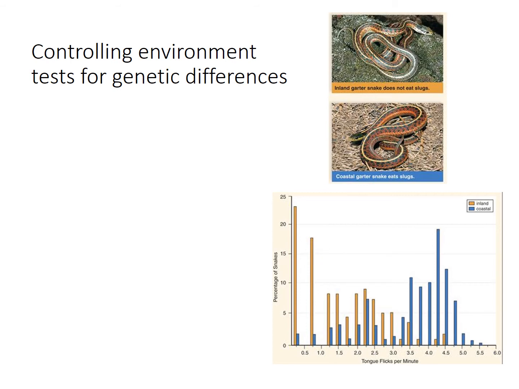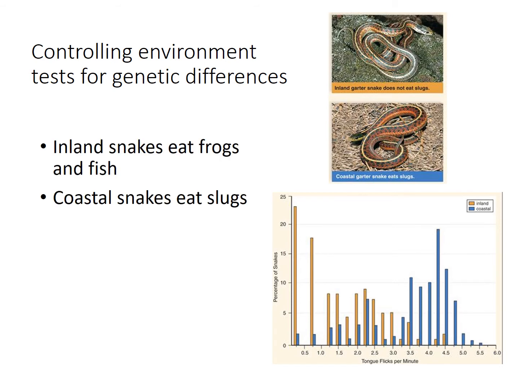Let me say that again. This is the tongue flicks per minute in response to that slug stimulus, and the percentage of snakes that flick their tongue is much lower in the inland population than the coastal population. So inland snakes typically eat frogs and fish, coastal snakes eat slugs, and we see a difference in the behavior already. And now we want to know whether or not this was due to genetics or environment.